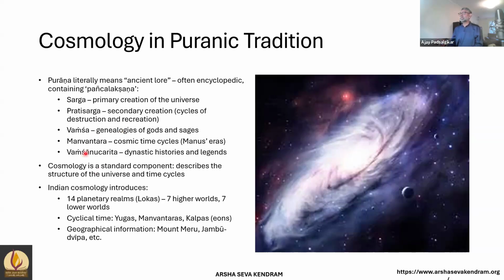Cosmology is indeed a standard component within most of the Puranas, and quite a few of the Puranas describe the creation or the formation of the universe. They talk about time cycles. They talk about the lokas, higher and lower worlds. They talk about the yugas, the manvantaras, and kalpas, and we'll come to that later on. They also talk about some geographical information about Mount Meru, Jambudvipa, and all that, and we will come to that as we go.